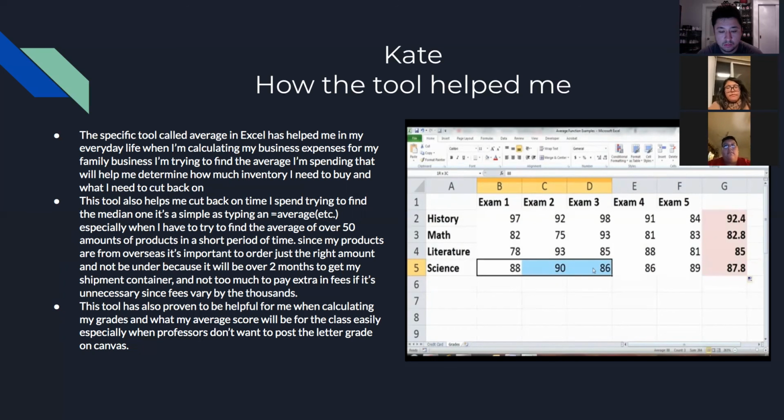And another way this tool has proven to be helpful for me is when I'm calculating my grade and finding out what the average score is for my classes overall, to see if I'm doing pretty fine, not just trying to find the grade for one specific exam. It can tell me my letter grade, because we know that we all have a few professors that don't really post their letter grade on Canvas for some reason. So it's very helpful, and it makes my life a bit easier instead of trying to add up all the numbers manually and try to find the mean. Thank you.